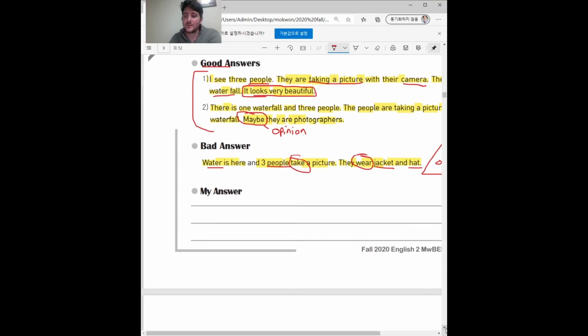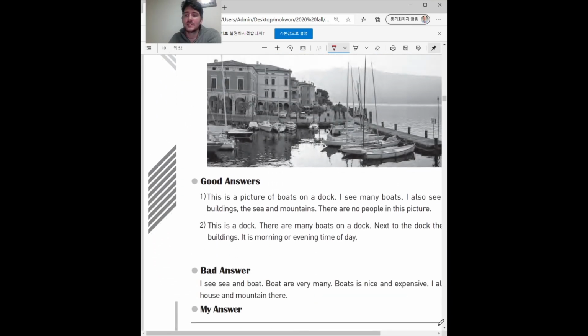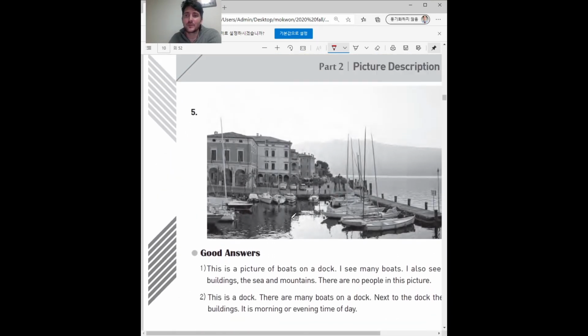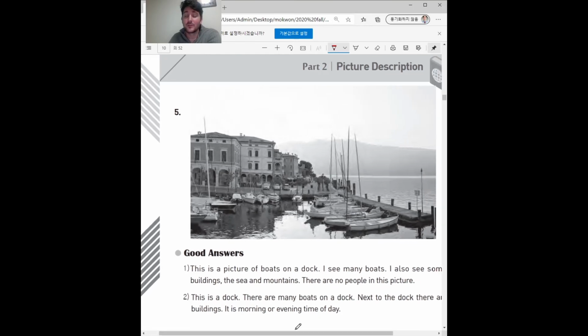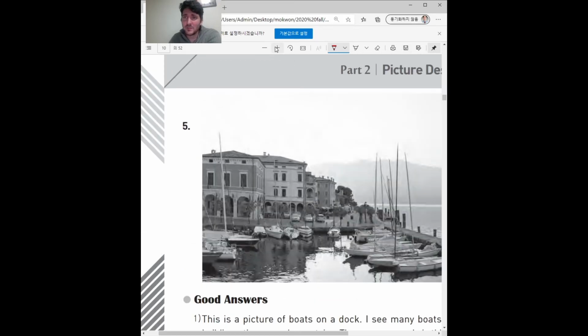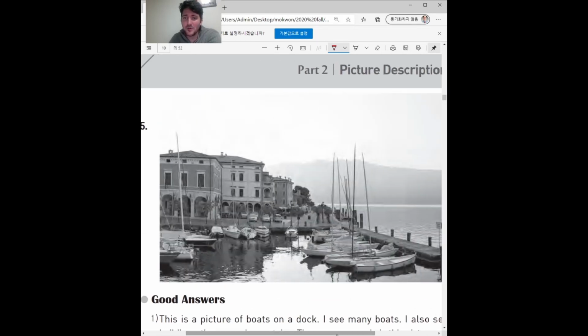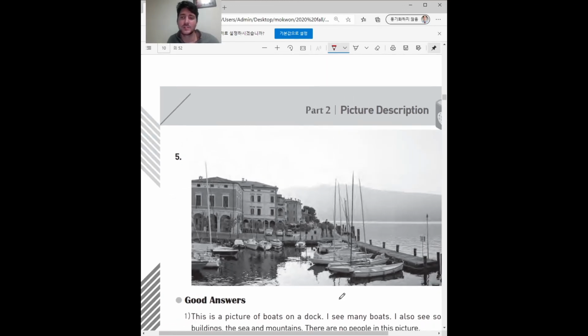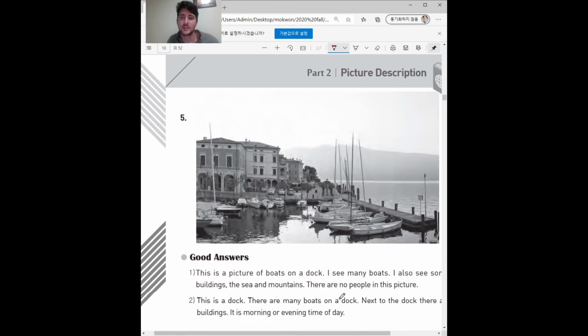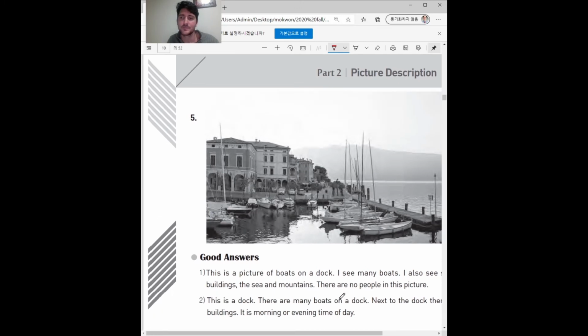Let's do the last one. This one's a little more difficult. Why is it difficult? Well, for one, there's no color, right? There's no color. Also, if you look closely, there's no people. Okay, this is where it gets a little more difficult. Let's talk about this picture together. Again, go through the steps.